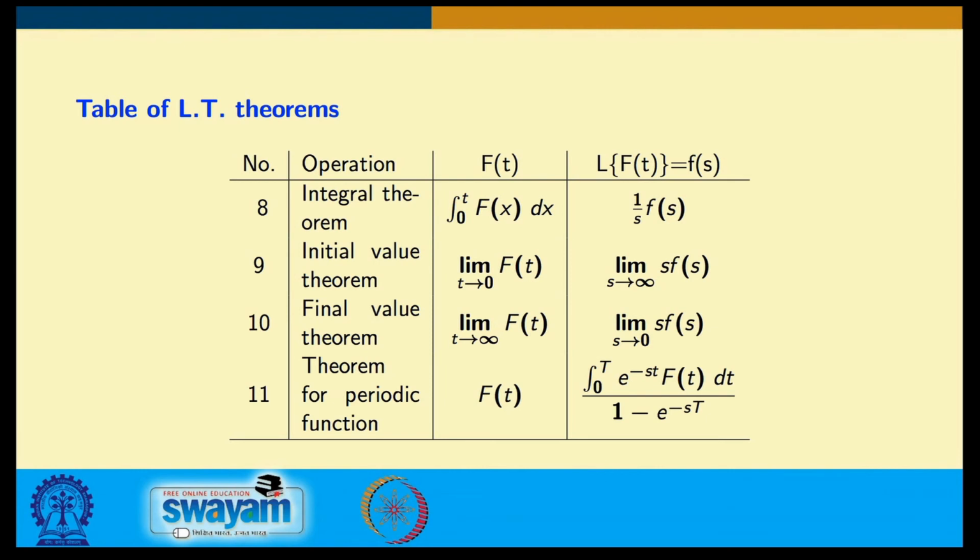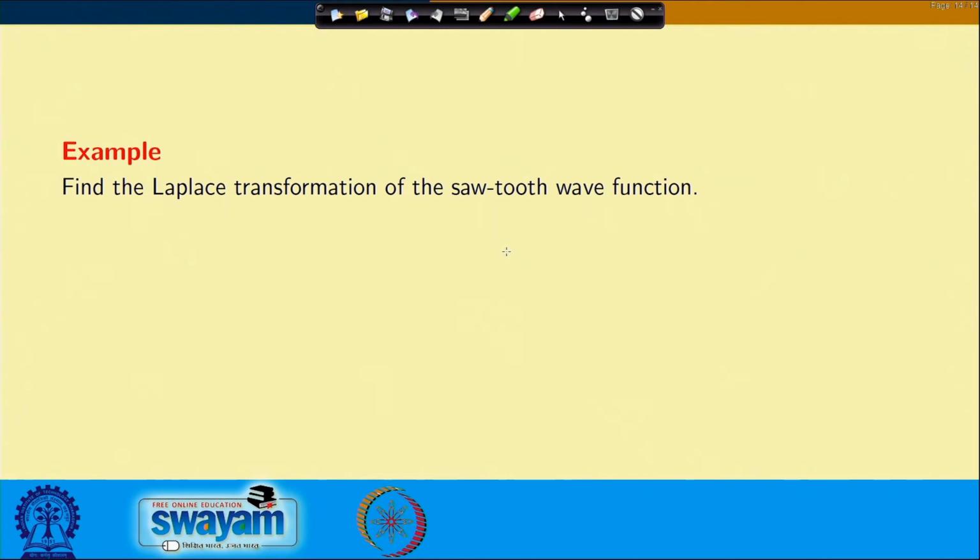We have the final value theorem written, and also, if the function f(t) is a periodic function, then the Laplace transform of the periodic function is the integral from 0 to T of e power minus s t into f(t) dt, divided by 1 minus e power minus s T. So, if you just note these two slides, then very easily you can remember what theorems we have done and what important things we should remember. Now, let us come to some examples.